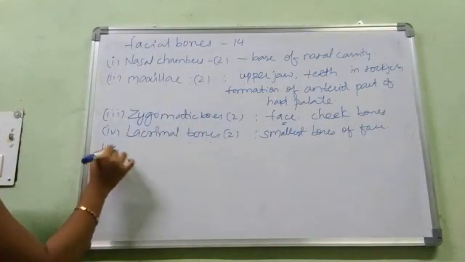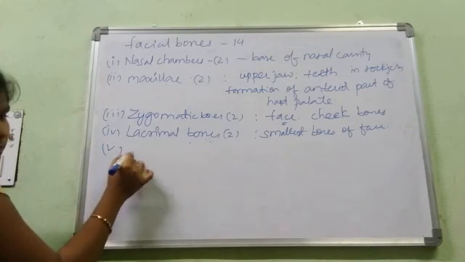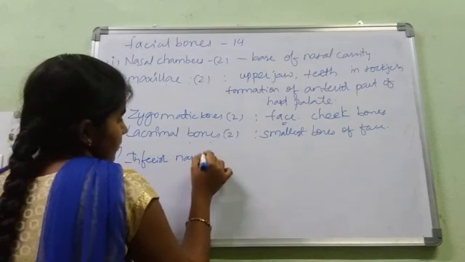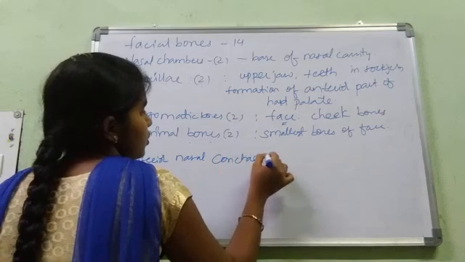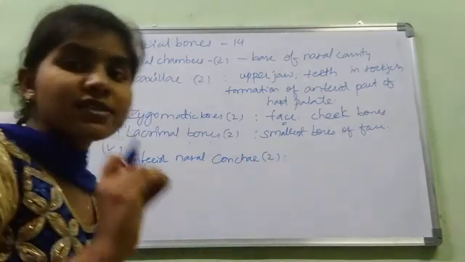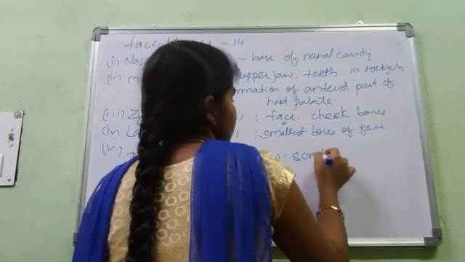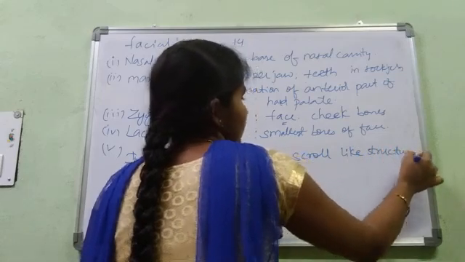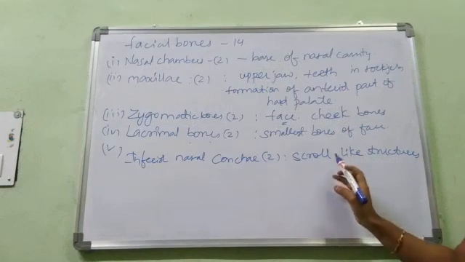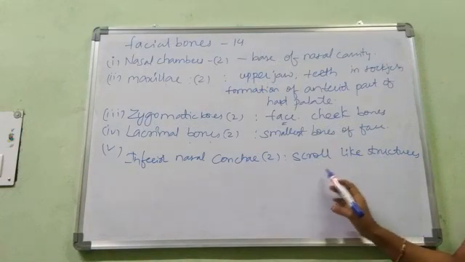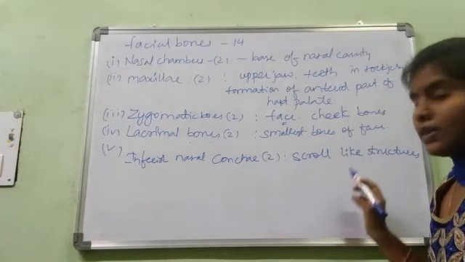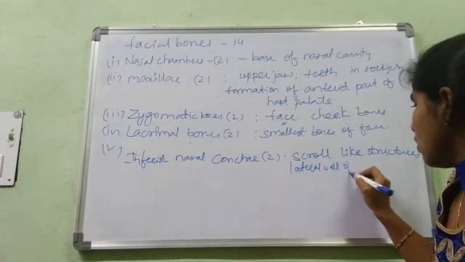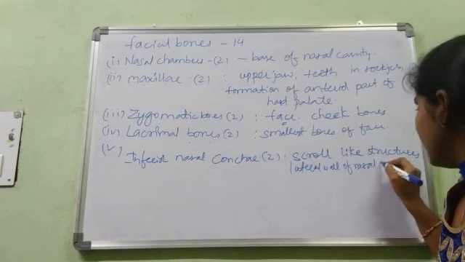Then, carefully listen students, we are going to discuss the inferior nasal conchae. They are also two in number. They are small scroll-like structures. See friends, they are scroll-like structures that form a part of the lateral wall of the nasal cavity. They form the lateral wall of the nasal cavity.